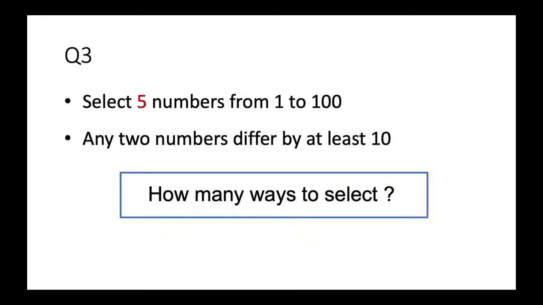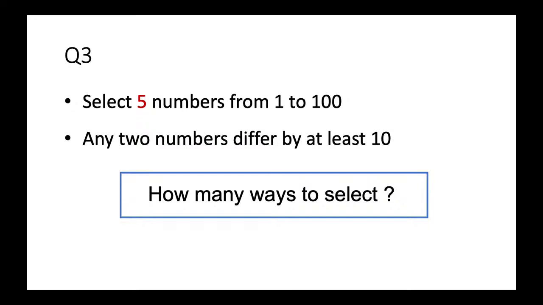Next, let us consider question 3. Question 3 is just a modification of one of the exercises that we have seen before. We want to select 5 numbers from 1 to 100, but we require that any 2 numbers must differ by at least 10. We want to find out how many ways there are to select the numbers.